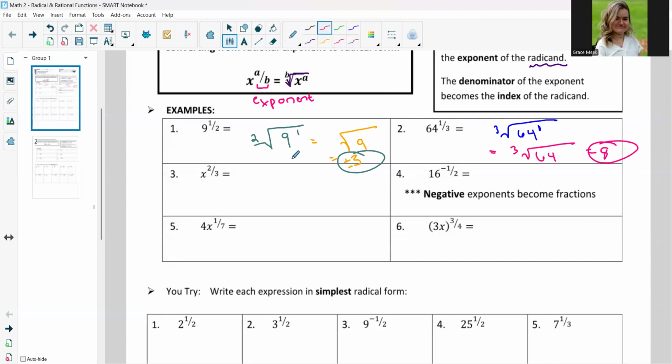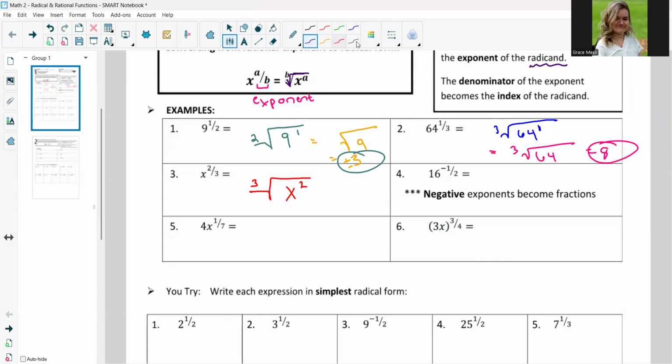All right, moving on to the next one. This time, if there's a variable as the base, we can't solve for it, but we can still simplify it. I'm going to write x and write a radical. The number inside is going to be the numerator, which is 2, and then 3 goes on the shelf. And that's it. That's all you do.